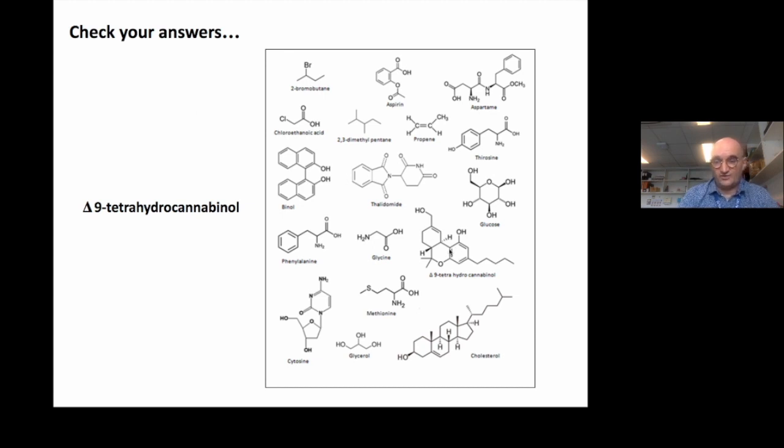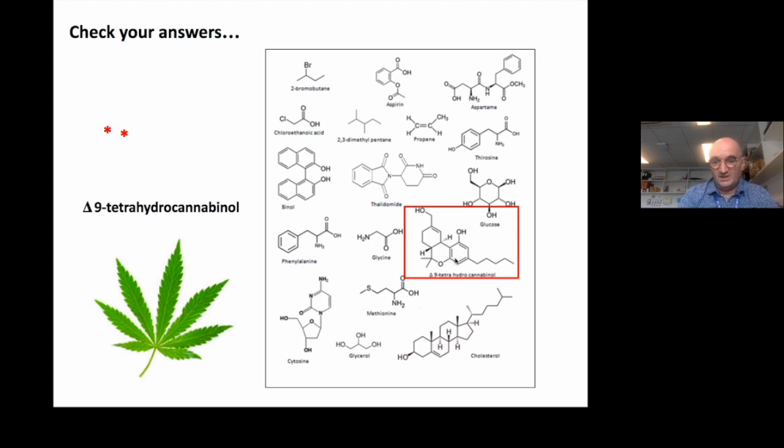Tetrahydrocannabinol, this is the active ingredient in cannabis, marijuana, THC. You can see dashes and wedges straight away. That means that there are going to be two. Clearly these are the two here. The dash and the wedge is the clear giveaway.